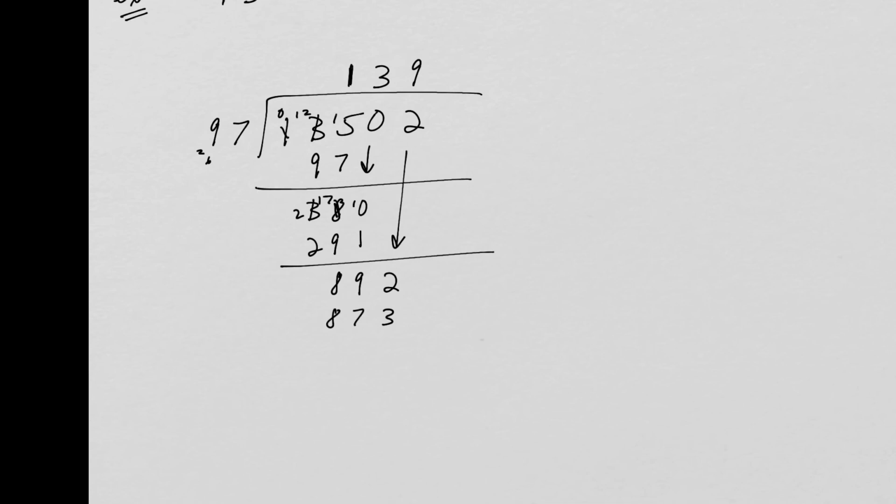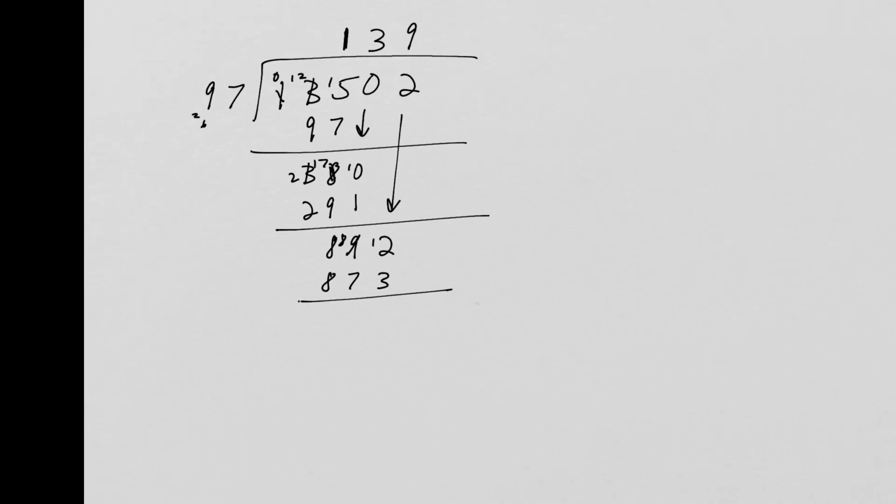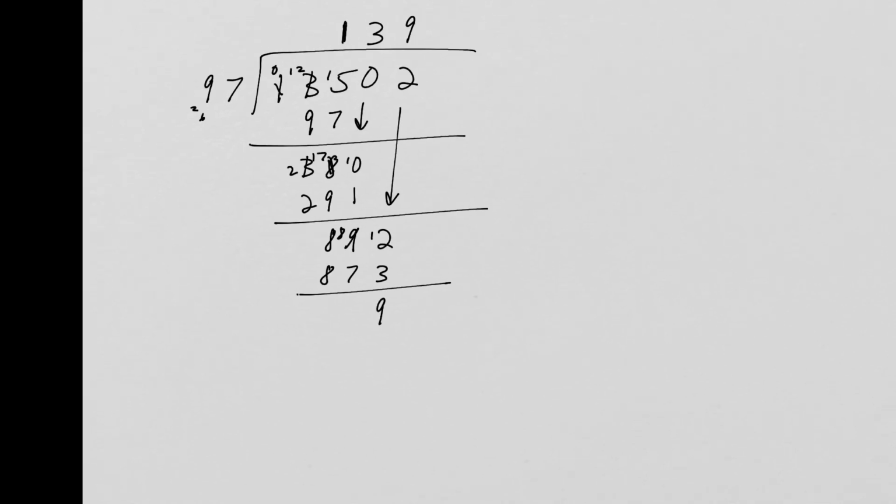Yeah, so that works. So now if I subtract, again, I have to borrow, right? So 12 minus 3 is 9, and then 8 minus 7 is 1. So it looks like my answer is going to be 139, right, with a remainder of 19. So that would be the answer for this particular problem.